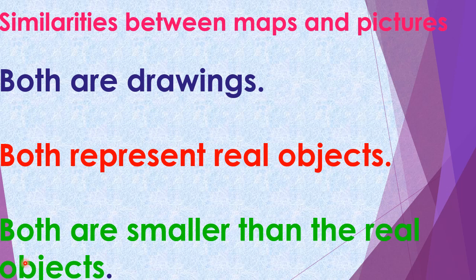Both are smaller than the real objects. Both maps and pictures are smaller than the real objects. You will see that the picture of a tree is not as big as the real tree. Likewise, the map of a tree is not as big as the real tree. So both are smaller than the real objects. Oh wow, so wonderful.